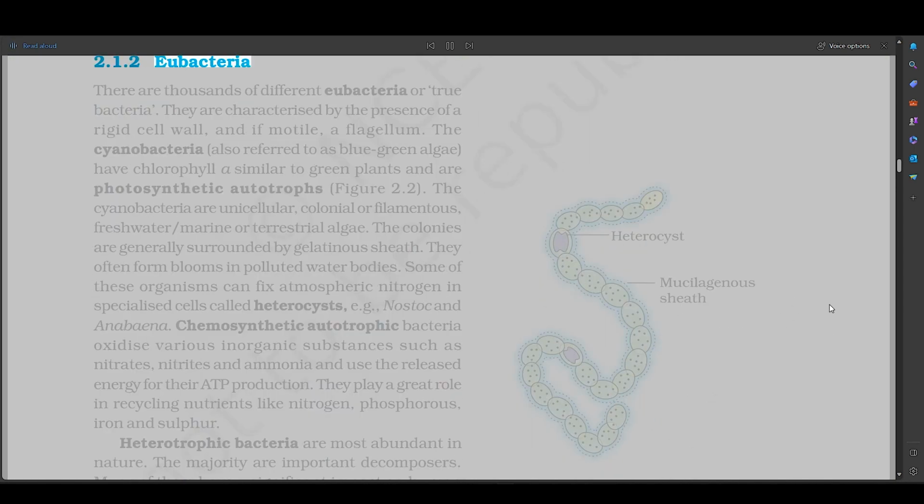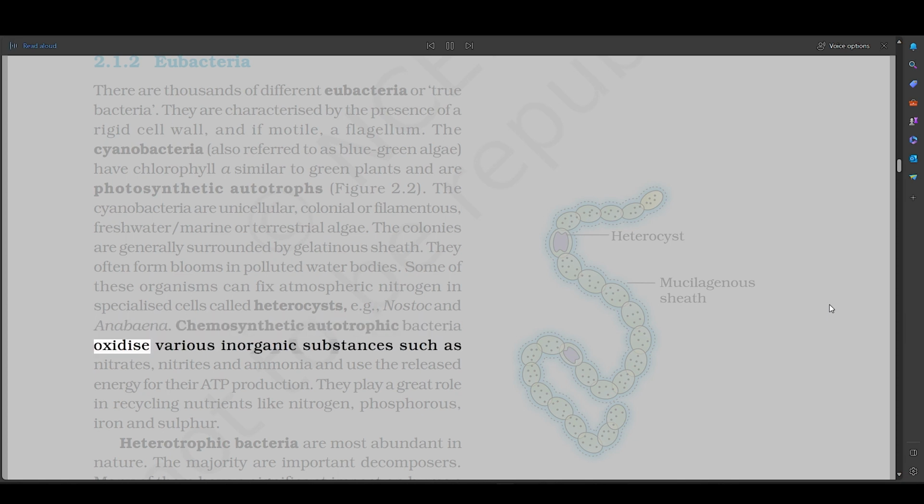1.2 Eubacteria. There are thousands of different Eubacteria, or true bacteria. They are characterized by the presence of a rigid cell wall, and if motile, a flagellum. The cyanobacteria, also referred to as blue-green algae, have chlorophyll similar to green plants and are photosynthetic autotrophs, Figure 2.2. The cyanobacteria are unicellular, colonial or filamentous, freshwater, marine or terrestrial algae. The colonies are generally surrounded by a gelatinous sheath. They often form blooms in polluted water bodies. Some of these organisms can fix atmospheric nitrogen in specialized cells called heterocysts, e.g., Nostoc and Anabaena.